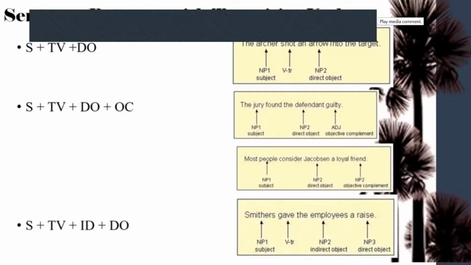We also have the subject, transitive verb, indirect object, and direct object. The indirect object receives the action, but is not the direct receiver of the action. Smithers gave the employees a raise. What did Smithers give? A raise. So a raise is a direct object. Who did he give the raise to? The employees. So the employees are the indirect object. They also are recipients of the action of the sentence, but not the main ones.